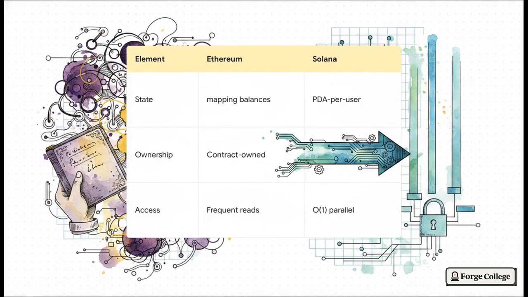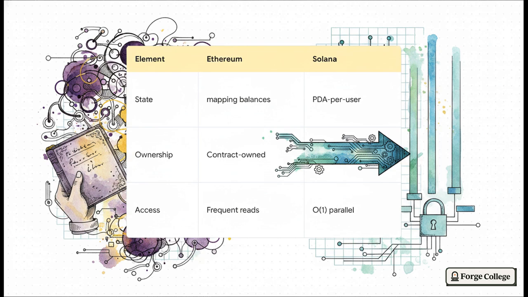And this brilliantly illustrates our translation matrix. Just look at how this perfectly aligns with our rubric. For state, the Ethereum mapping balances translates directly into a PDA per user account on Solana. For ownership, Ethereum's implicit contract ownership is replaced by program-owned PDAs. Now that's a massive mental shift, but program-owned PDAs gracefully solve the EVM's implicit contract ownership by making it explicit and incredibly secure. The program dictates the rules, sure, but the user actually owns the PDA.